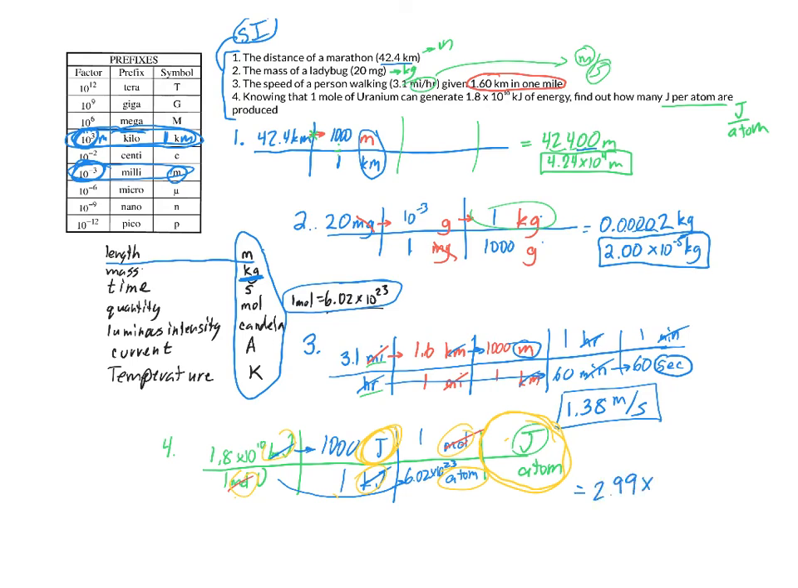2.99 times 10 to the negative 11th joules per atom. All right, and we don't know what that means, but we were able to get the answer. All right, so there you go. That's this video. I hope that's helpful. I'd like for you to go try some on your own.